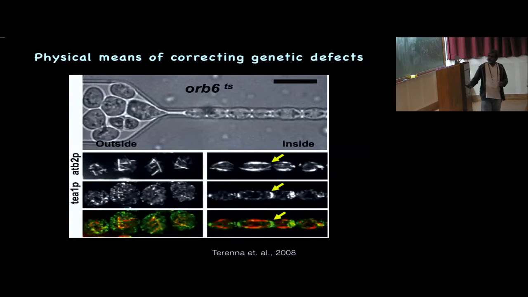And the entire localization of the polarity factors changes, and the yeast is growing as normal as this. There are no division defects in these. Yeast would divide at the middle, and everything is normal with this yeast as soon as they're growing in this microfluidic channel. So you could correct a genetic defect simply by putting them in physical channels like this.